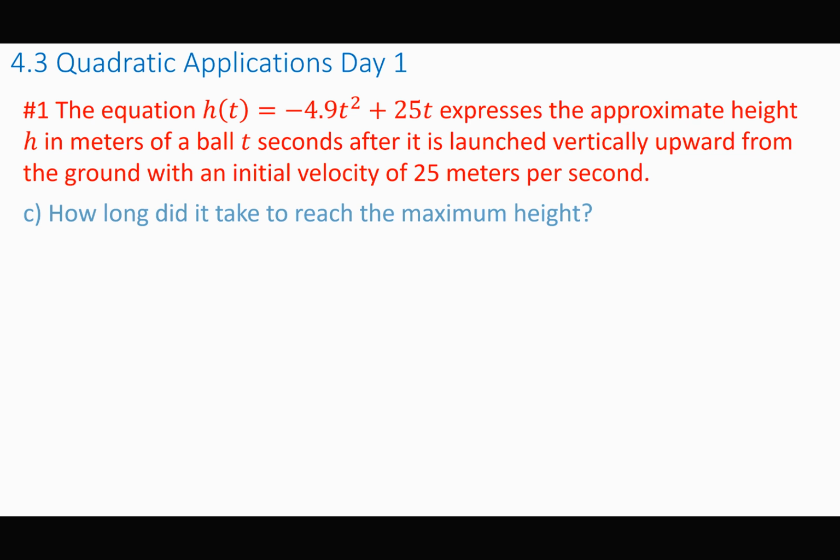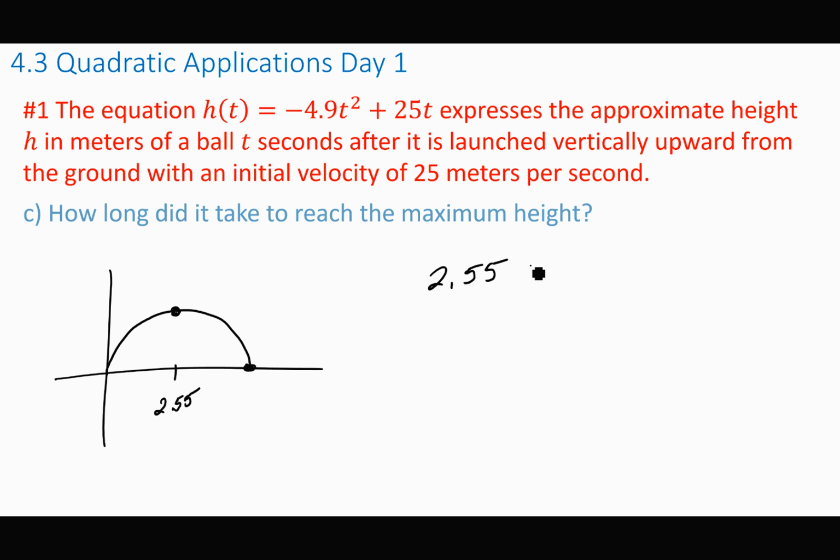Part C says, how long did it take to reach that maximum height? So we've actually already answered this one. We know this was 2.55. We've already done the work, so now we can simply answer the question. How long did it take? It took 2.55 seconds. So part A, we did a lot of work. That helped us do part B. For C, we didn't have to do any work because we already did it in part A. So this is 2.55 seconds.